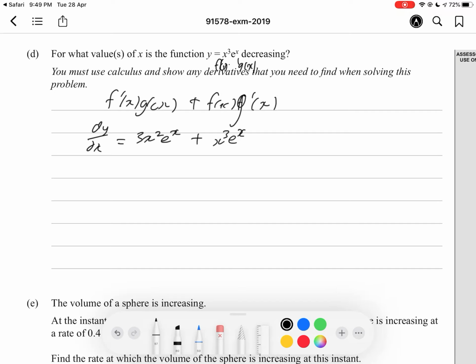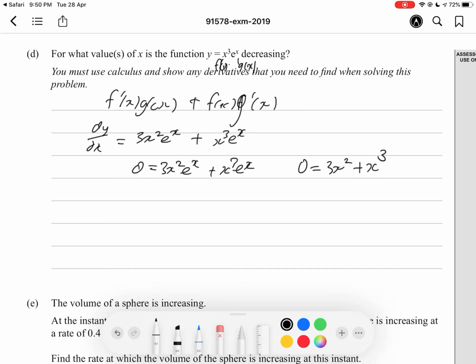So we want to find when it's decreasing. First of all, we want to solve for when it's 0. Once we solve for when it's 0, we can find out when it's decreasing. So for dy over dx, first we just substitute 0: 0 equals 3x squared e to the power of x plus x cubed e to the power of x. Notice that e to the power of x is a common multiplier, so we can factor and cancel it out. We can divide both sides by e to the power of x. So we have 0 equals 3x squared plus x cubed. To solve this equation, just go to your calculator.